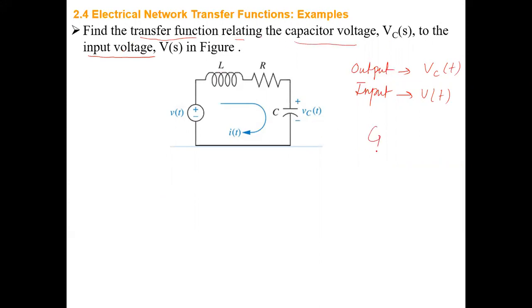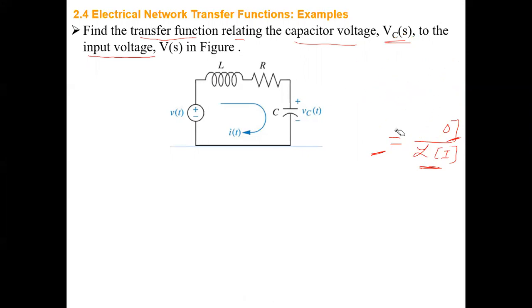How do you define the transfer function? Laplace transform of output over Laplace transform of input, right? If your input is Vs and the transfer function is given, then this should be your output. So Vc is your output. So we figured out what is output and what is input. Now let's write the differential equation for this one.